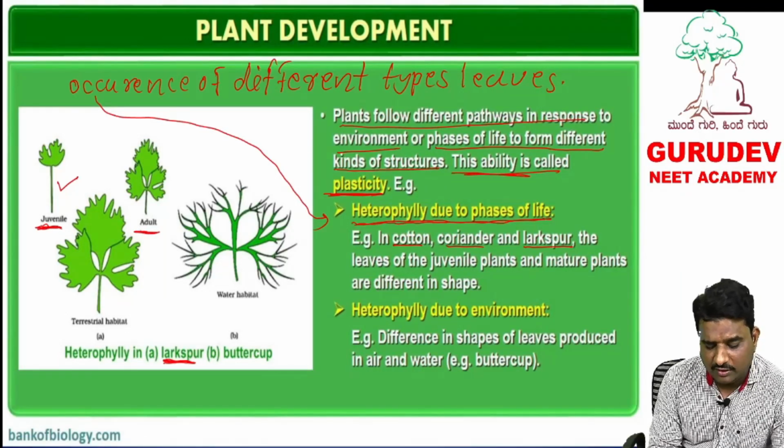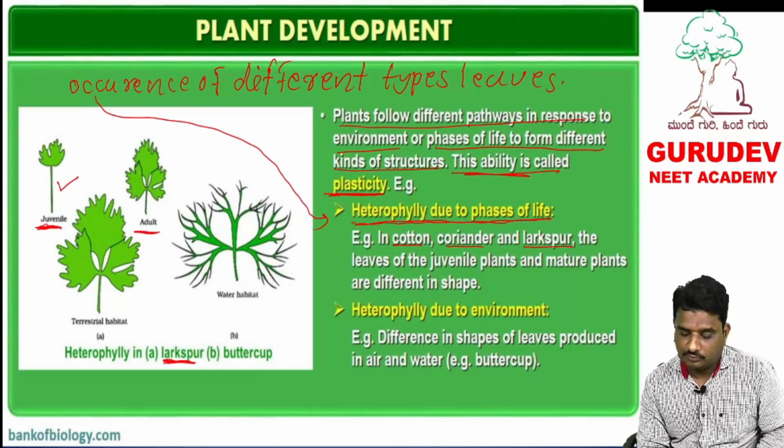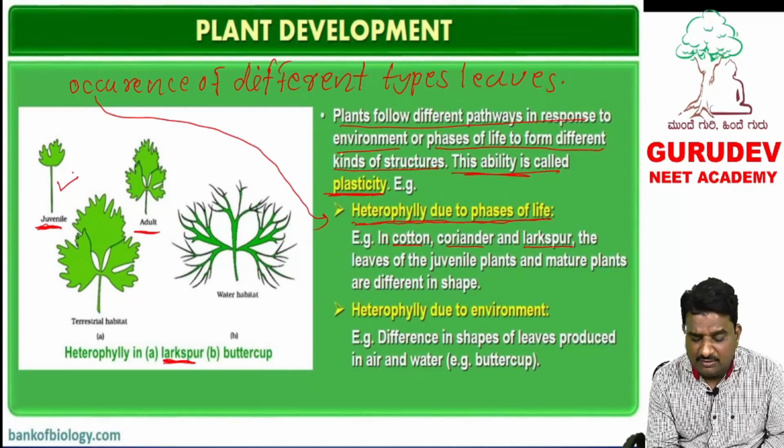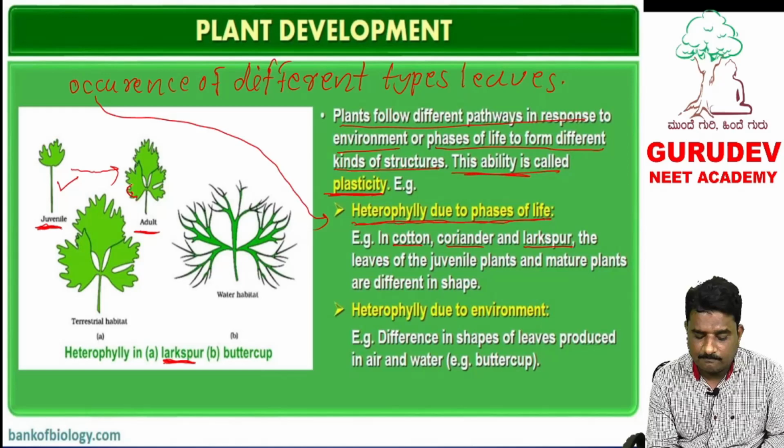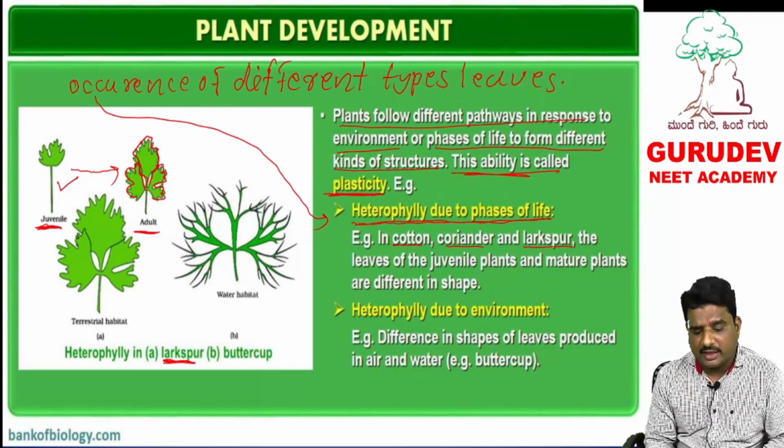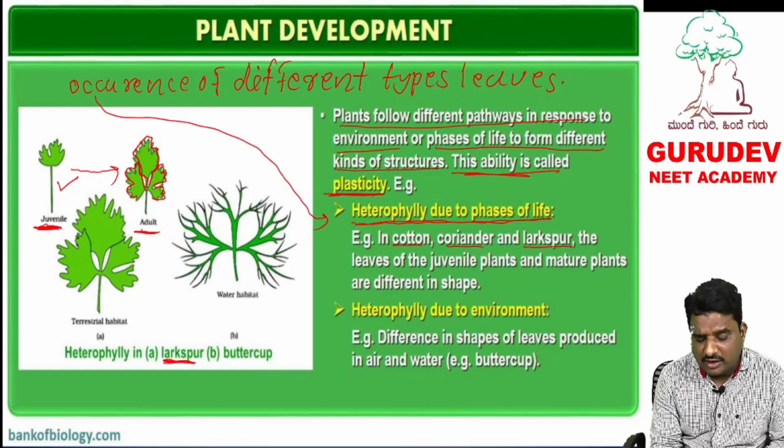In the juvenile plant, how is the heterophily in Larkspur? The size of the leaf is very small. And in the same plant at the adult stage, the leaf becomes trifoliate like this. So in the adult, the size of the leaf changes. You can observe how much the leaf changes. It means that in the juvenile stage and in the adult stage, the shape of the leaf changes. That means heterophily due to phases of life.